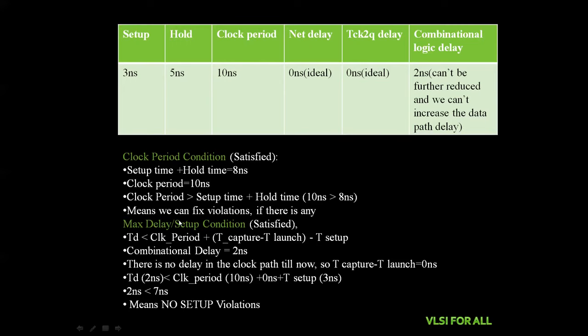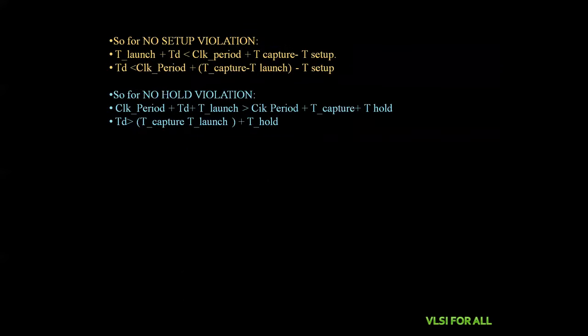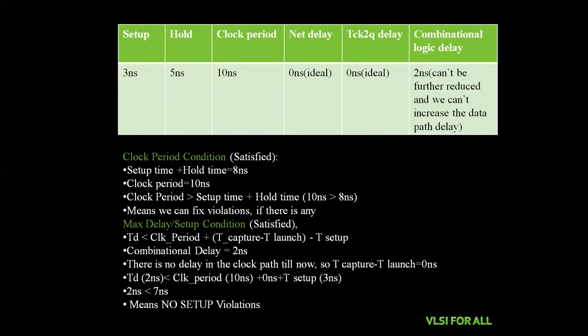So next, calculate the setup condition. For no setup violation, we need the TD, the combination logic delay, to be less than the clock period plus T capture minus T launch minus T setup. So just calculate this. TD is 2 nanoseconds, clock period is 10 nanoseconds, plus T capture minus T launch as the D. Initially keep these values as 0. If the condition is satisfied, we are not required to keep the T capture minus T launch unnecessarily, because it provides other problems. So let's initially take the T capture minus T launch as 0 nanoseconds.